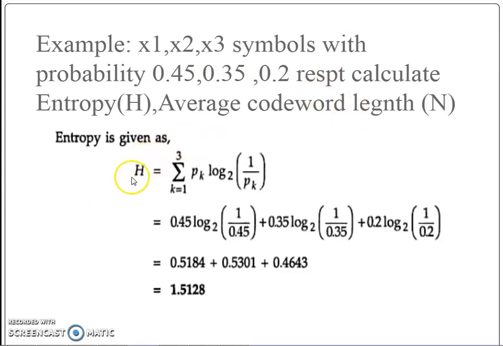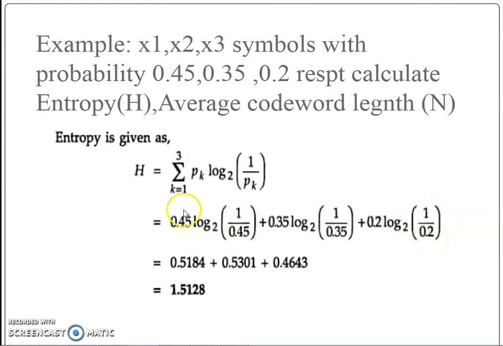As we know, the formula for the entropy is given by capital H is equal to summation k from 1 to m, where capital M is the number of symbols. Here you can see there are 3 symbols, so capital M is 3. So the summation changes from 1 to 3, pk log to the base 2 1 upon pk. When you simplify that, just put the k values from 1 to 3. So this will become p1 log to the base 2 1 upon p1 plus p2 log to the base 2 1 upon p2 plus p3 log to the base 2 1 upon p3.